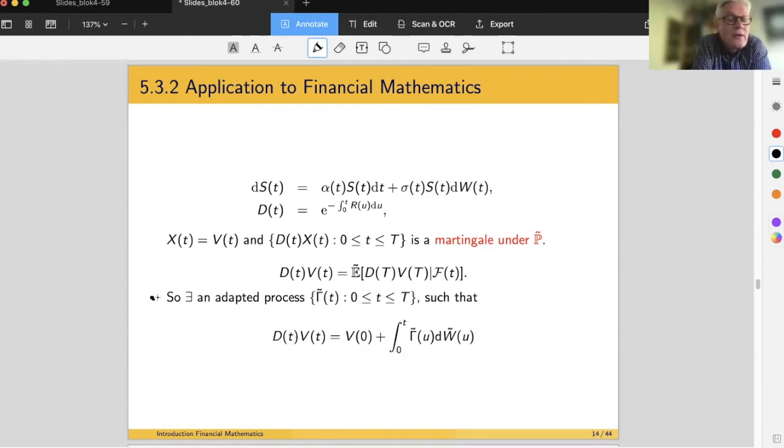So now the Martingale representation theorem tells us that there is in fact an adapted process, we call it gamma tilde, with little t between 0 and capital T, such that this discounted option price, D(t) V(t), is equal to V(0), because D(0) is equal to 1, plus the integral from 0 to little t of that adapted process gamma tilde(u) dW tilde(u). So in fact, this is the existence of a gamma.